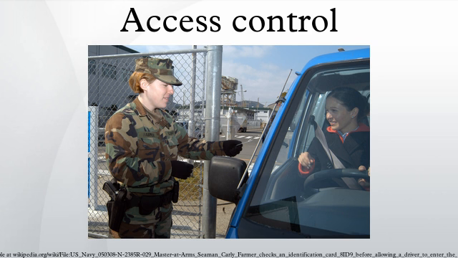Credentials can be passed around, thus subverting the access control list. For example, Alice has access rights to the server room, but Bob does not. Alice either gives Bob her credential, or Bob takes it. He now has access to the server room. To prevent this, two-factor authentication can be used.